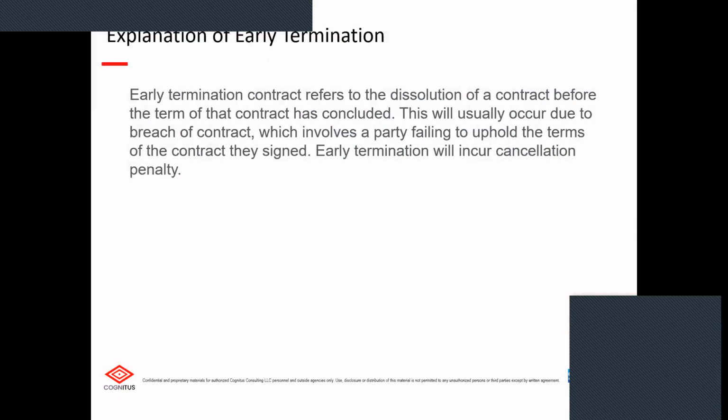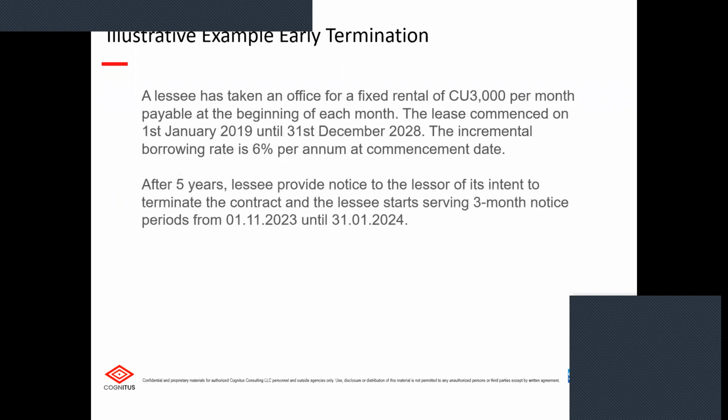The early termination contract refers to the dissolution of the contract before the term of the contract has concluded. This will usually occur due to a breach of the contract, which involves a party failing to uphold the terms of the contract they signed. The early termination will incur a cancellation penalty. So for this example, we're going to make it very simple, without any penalty.